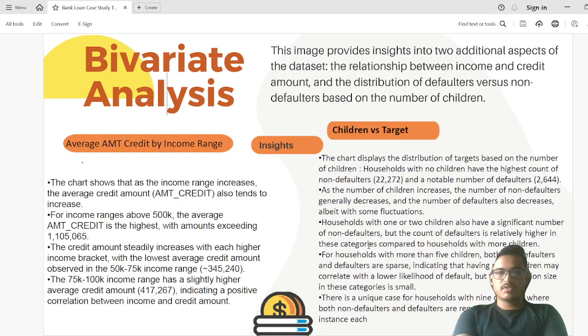For households with more than 5 children, both non-defaulters and defaulters are very few, indicating that having more children may correlate with lower likelihood of default, but the population size in this category is still small. This is the unique case for households with 9 children, where both non-defaulters and defaulters are represented by a single instance each.